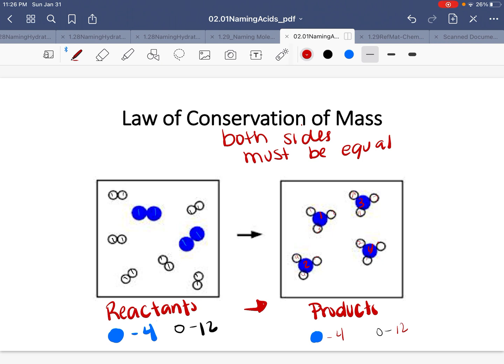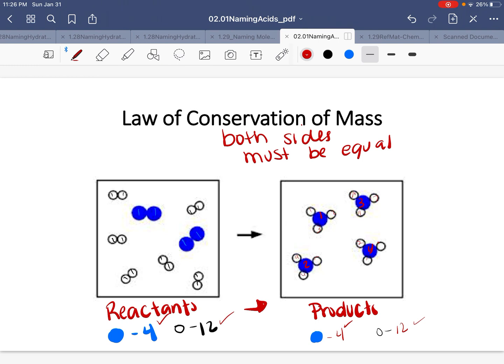And this is balanced, guys. I started off with 4 blue molecules and I ended up with 4 molecules on the product side. I had 12 small white molecules. I ended up with 12 small molecules on the product side. This is visually showing you the law of conservation of mass. Whatever you start with, you must end with.